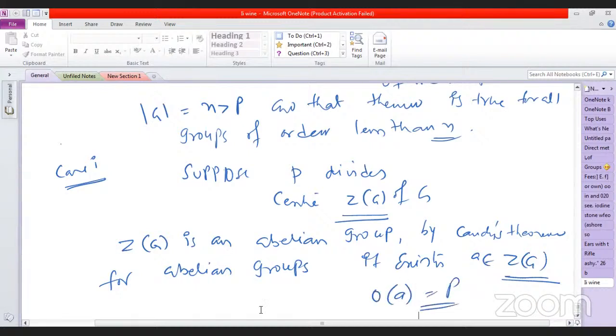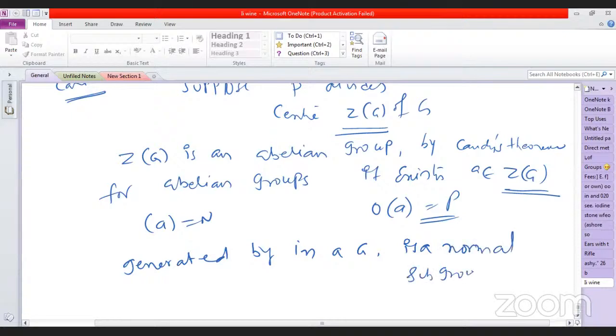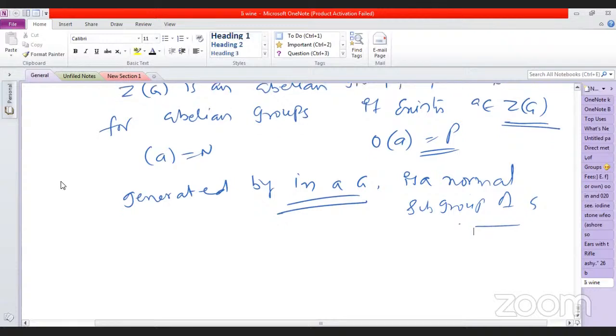Now the subgroup generated by A, call it N, has order P. N is a normal subgroup of G, since it is generated by an element of the center. I told this in yesterday's class. Is it correct or not?